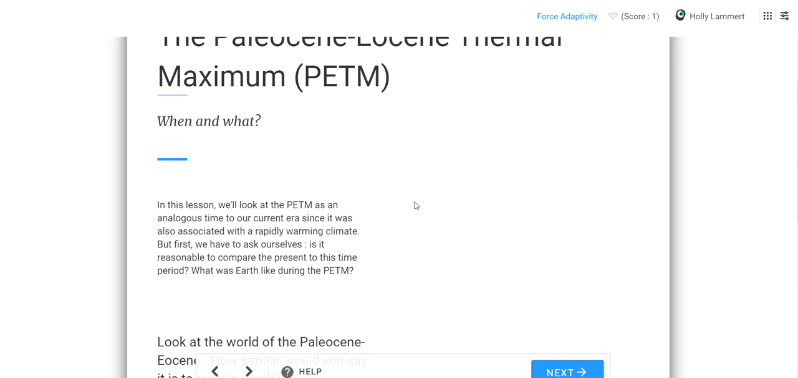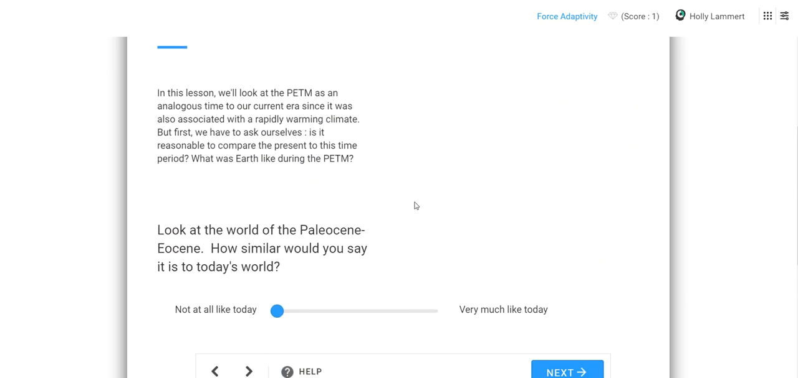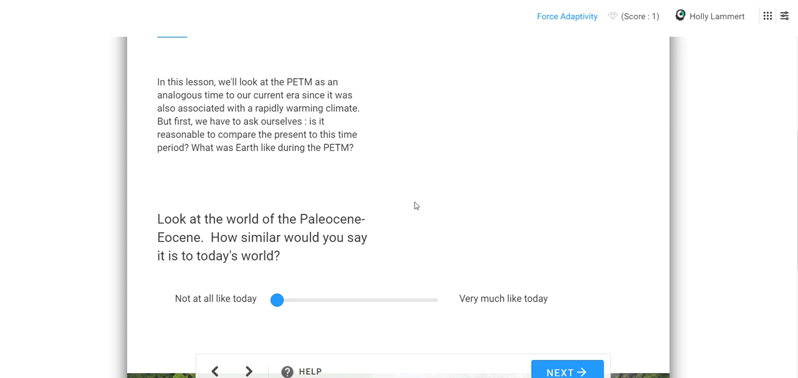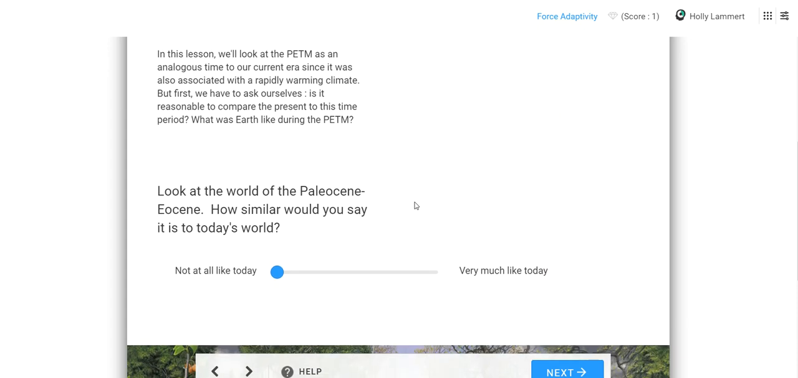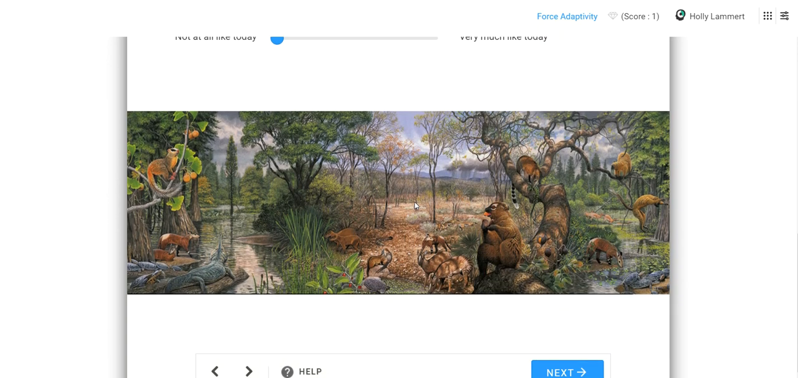All right, so when and what? In this lesson, we'll look at the PETM as an analogous time to our current era, since it was also associated with a rapidly warming climate. But first, we have to ask ourselves, is it reasonable to compare the present to this time period? What was the Earth like during the PETM? Look at the world of the Paleocene, Eocene. How similar would you say it is to today's world? Okay, so you can take a look.